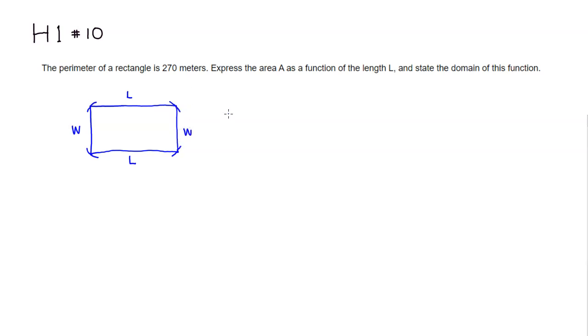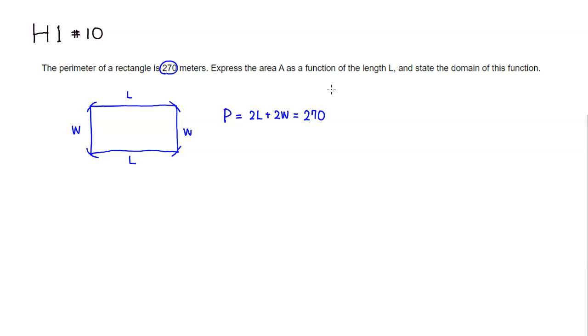All right, so the perimeter P is just the sum of all these four sides. So you have 2 of these guys, 2L, so these two, plus 2W. This is supposed to be equal to 270 meters, so we set that equal to 270.